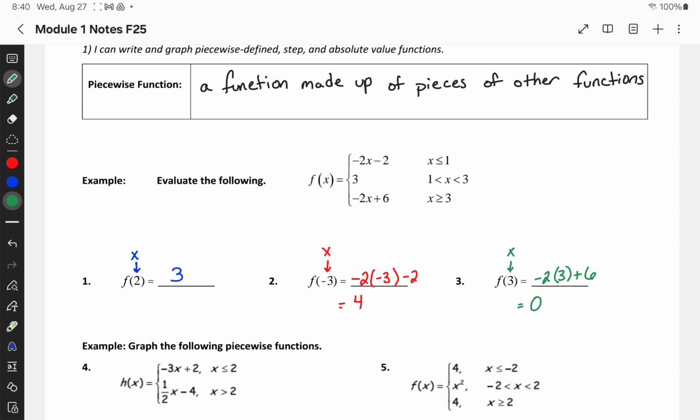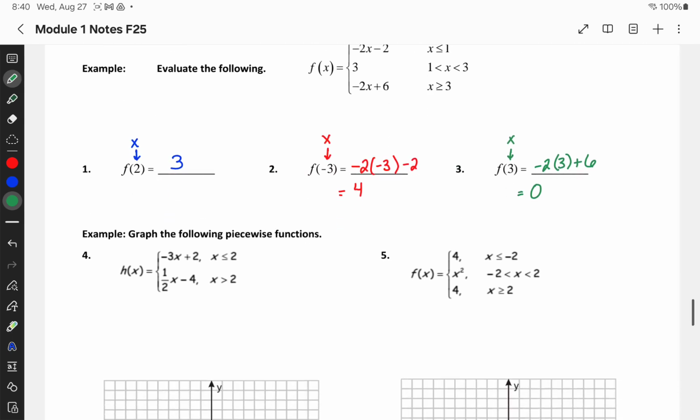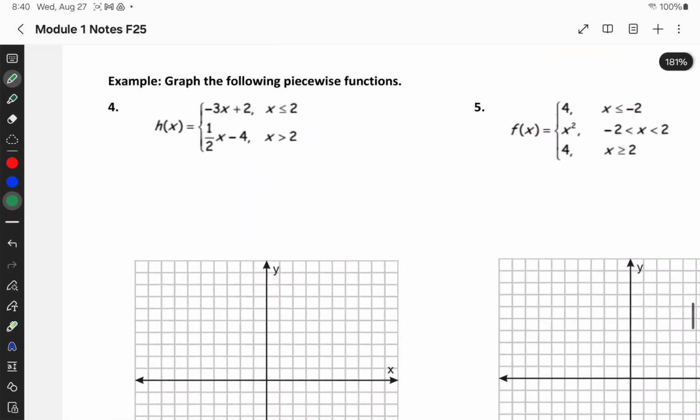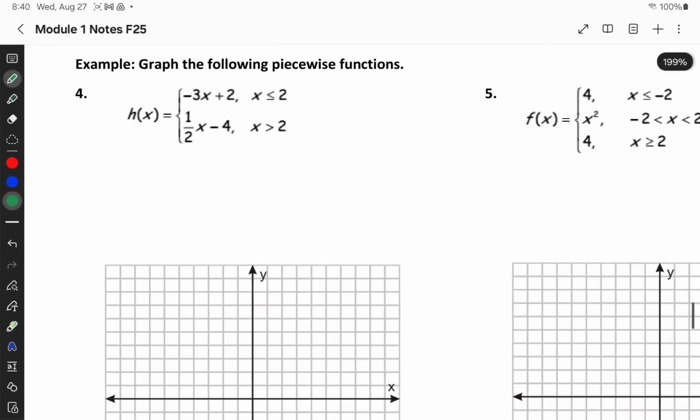So that's a little bit about how to evaluate piecewise functions. Next, let's go ahead and take a look at how to graph them. So for our first example, we're going to graph the following piecewise function. H of x is going to be equal to negative 3x plus 2, as well as 1/2 x minus 4. So the first section of the graph I'm going to create is this first piece, the negative 3x plus 2, and it tells me the x values need to be less than or equal to 2.